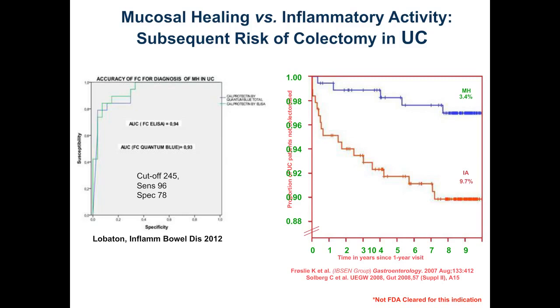And again, why should we have mucosal healing in UC? If they had mucosal healing within the first year of the diagnosis, the colectomy risk would only be 3% versus 10% if they did not obtain mucosal healing in the first years. And a colectomy is not nice.